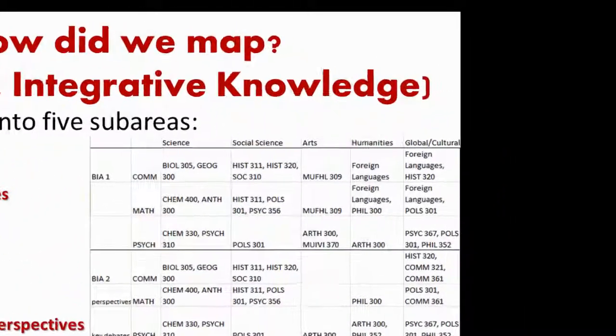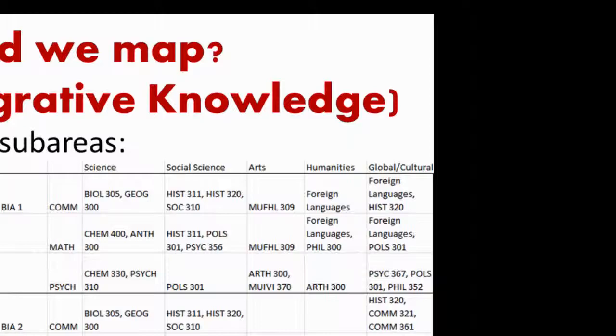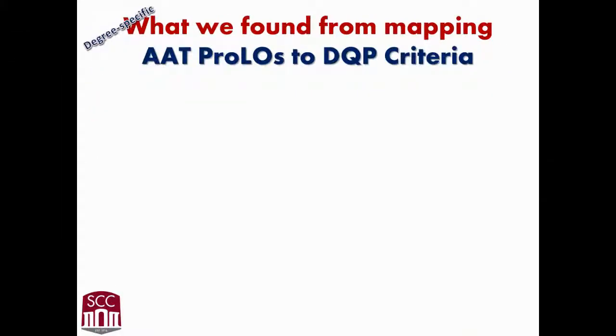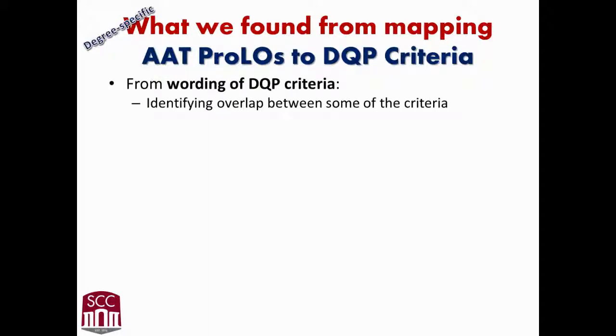So then we mapped off the SEPs again to see which criteria it met under broad integrative knowledge. What did we find out from mapping our AAT PROLOs to the DQP criteria? Several things. The first is we looked at the wording of the DQP criteria, and we felt that there was some overlap between some of the criteria.